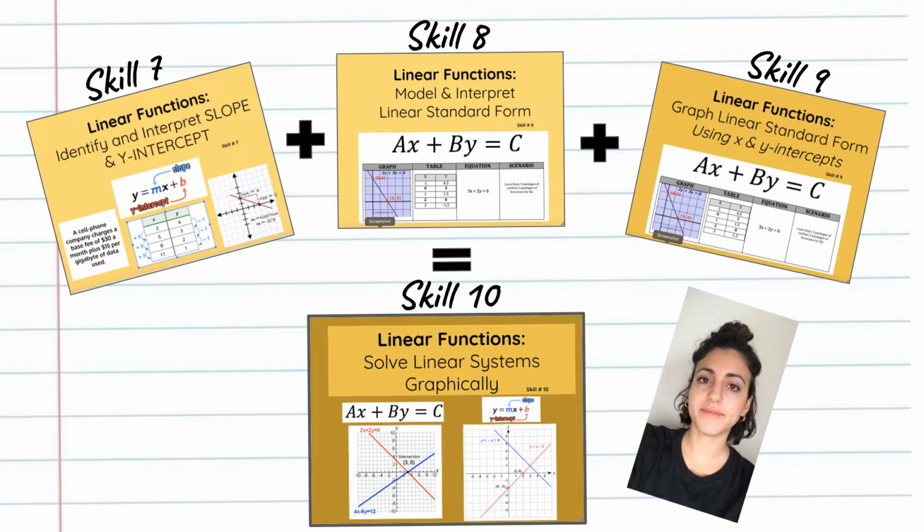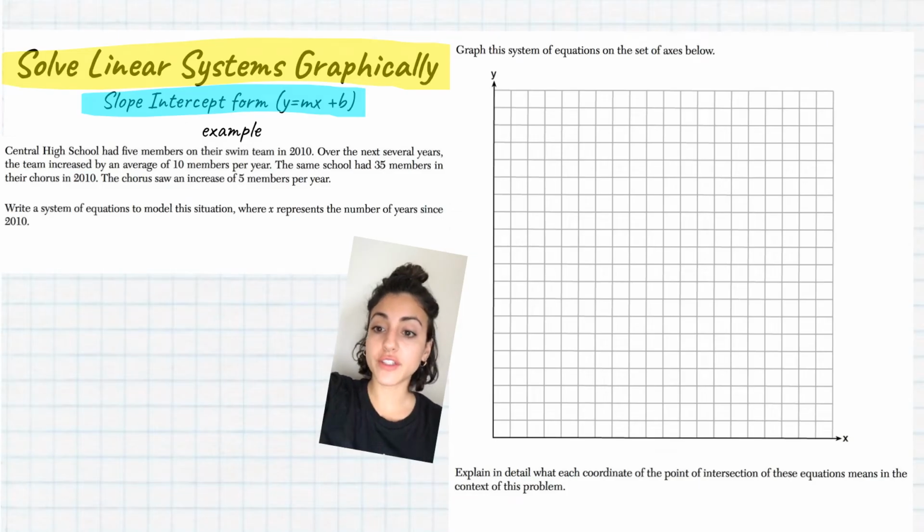Let's get started. Okay, so our first example for solving linear systems graphically is going to contain two equations that are written in slope-intercept form, y equals mx plus b. So I'm going to read this scenario, and then to save time, I'm going to model it for us, just like you would do yourself in class when we were working on skill 7.